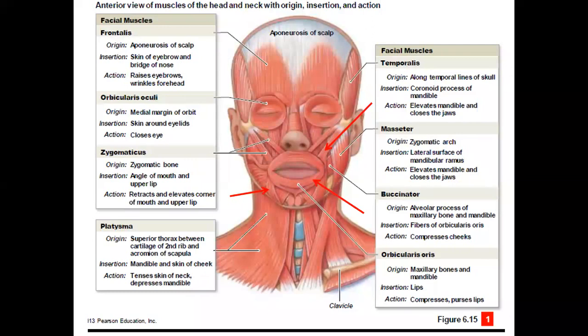Okay, so muscles of the face and neck. Those muscles are muscles of facial expression and also muscles of chewing. So we're going to talk about a couple of them on this slide.